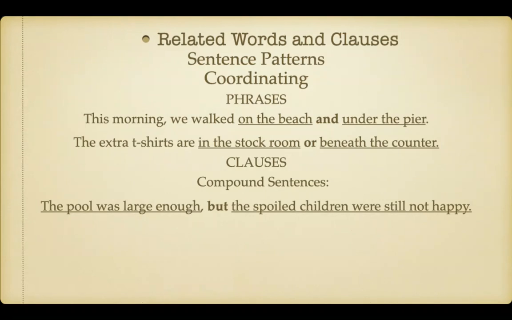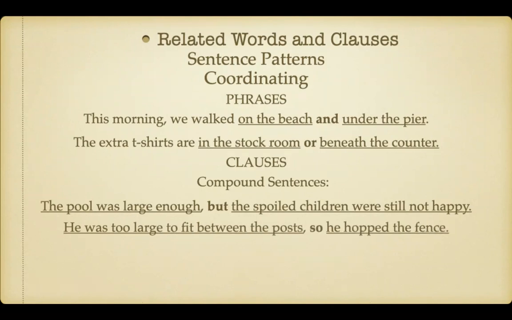Let's look at another example of two independent clauses connected by a comma. He was too large to fit between the posts, so he hopped the fence. In this example, the independent clause, he was too large to fit between the posts, is joined to the independent clause, he hopped the fence, with the coordinating conjunction, so.